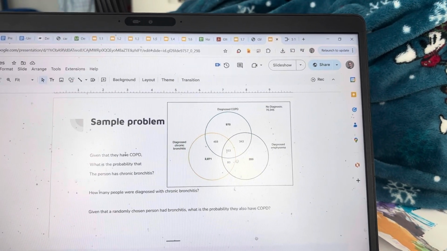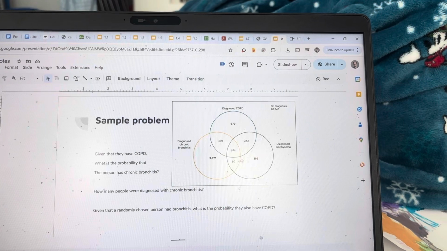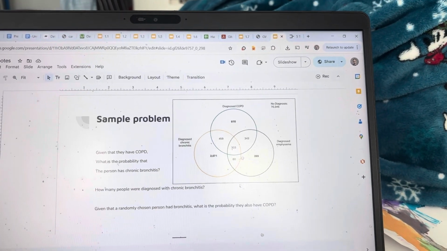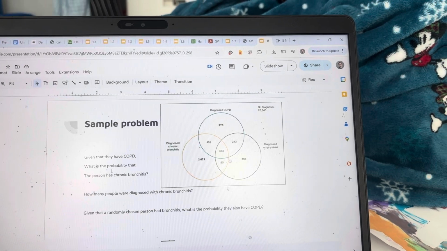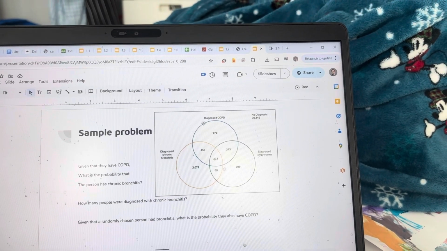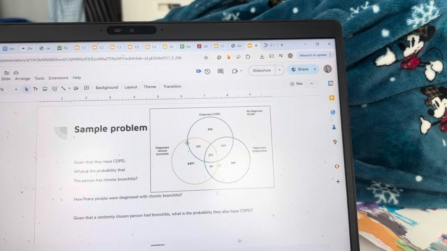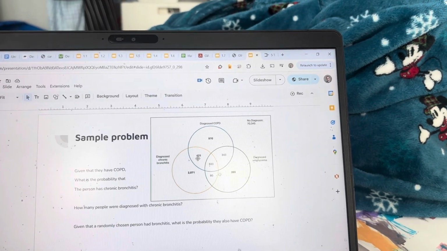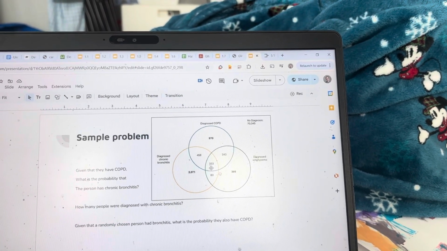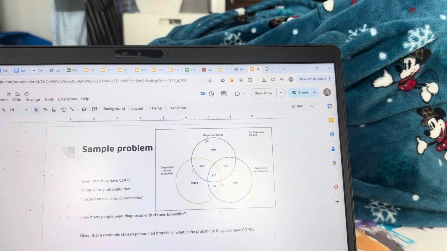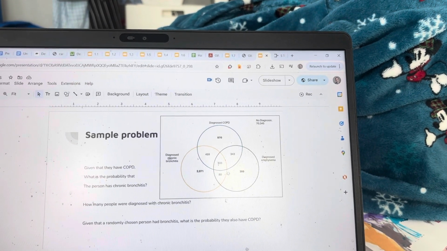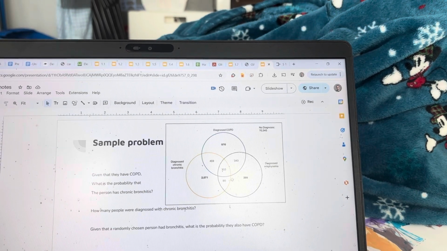Given that they have COPD, what is the probability that a person has chronic bronchitis? When you have "given that," it means you restrict what you're dealing with. So we're only dealing with the people in this COPD circle. What is the probability that a person has chronic bronchitis? It's this 459, this 333 out of everybody that's in the blue circle, which is all four of these numbers added together. How many people were diagnosed with chronic bronchitis?